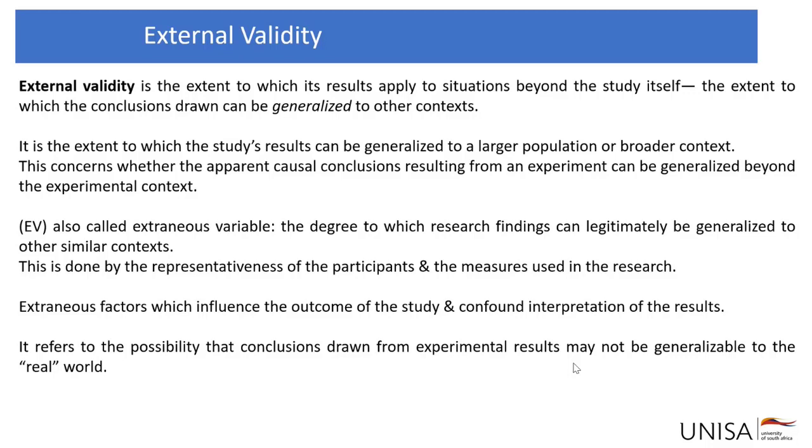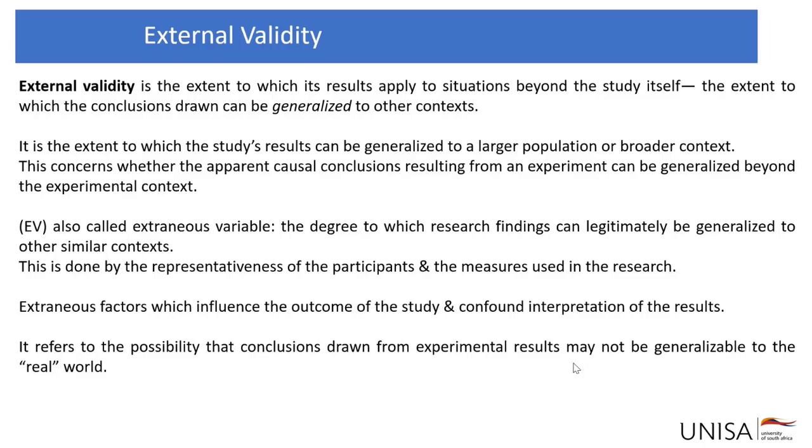And if the sample is so representative at the time, then you should be able to generalize to the entire population. So it is the extent to which the study's results can be generalized to a larger population or broader context. This concerns whether the apparent causal conclusion resulting from an experiment can be generalized beyond the experimental context. So basically, this is to do with generalization.